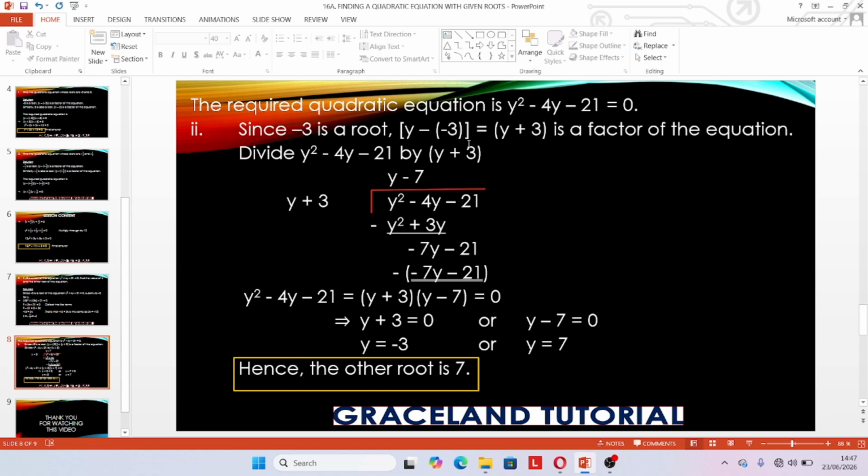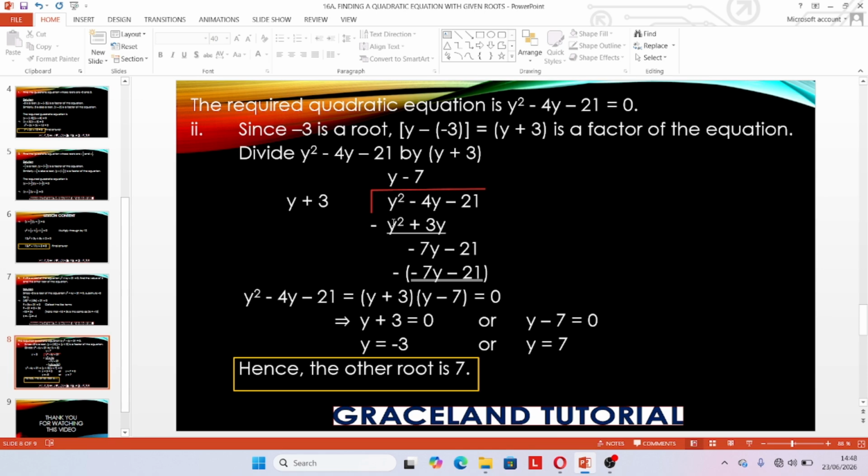So for that reason, y plus 3 is going to be a factor of the equation. So all we just need to do, we are going to divide y squared minus 4y minus 21 by y plus 3, which is one of the factors of the equation. So let's divide that using long division. So we have y squared minus 4y minus 21 in the box, and then the factor is outside, y plus 3. So y plus 3 divided by y squared.